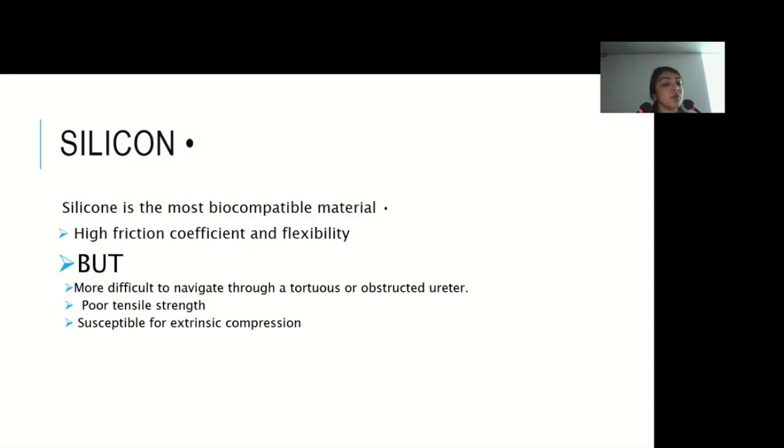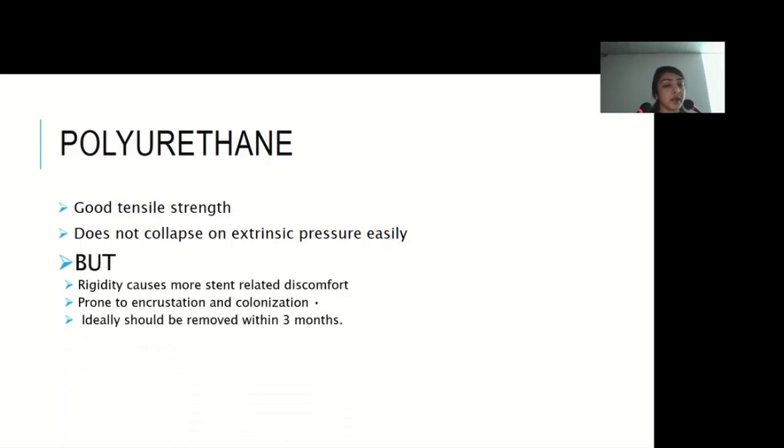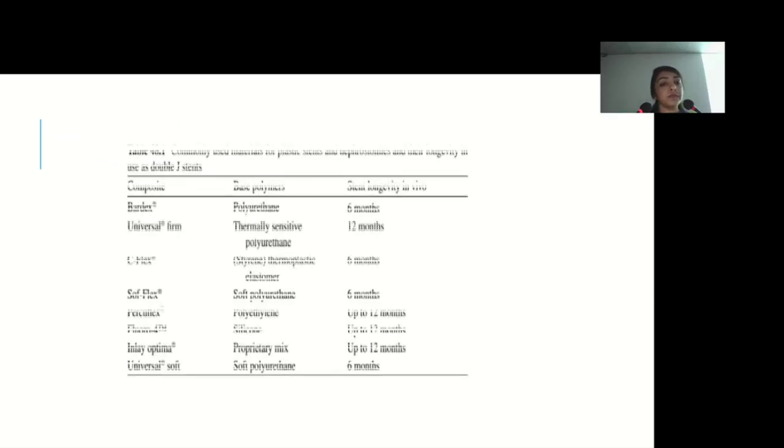It has poor tensile strength and is susceptible to extensive compression as well. The silicone one, which is the most biocompatible material, is not ideal even. Then comes polyurethane, with the more advanced material sciences. It has good tensile strength and does not collapse on extrinsic pressure. But again, the rigidity causes more stent-related symptoms. It is prone to incrustation and colonization. So ideally, there is no single material that is ideal for the DJ stent tube.